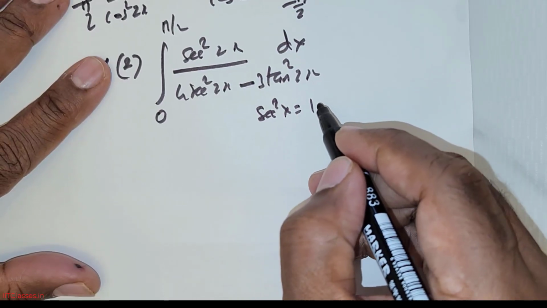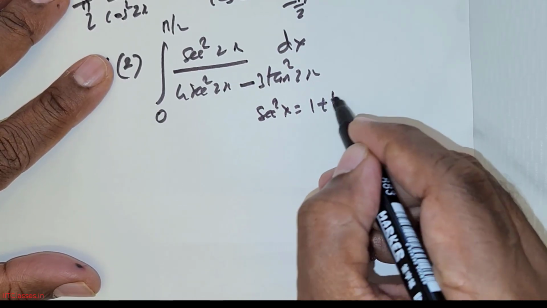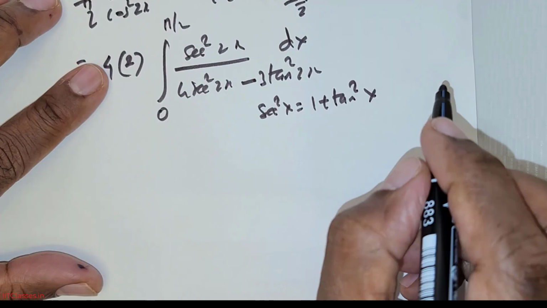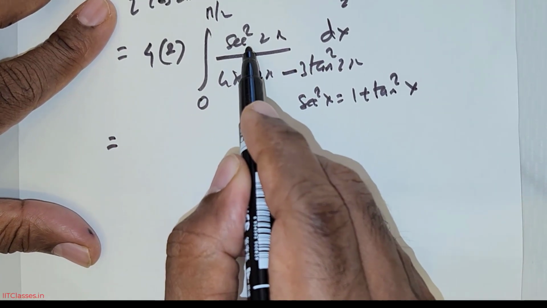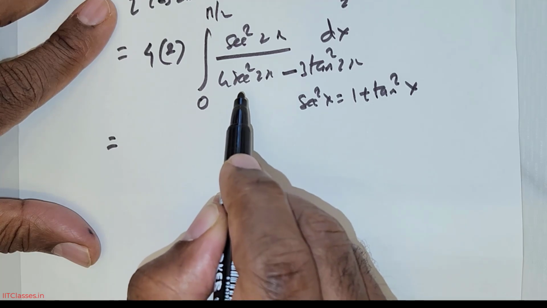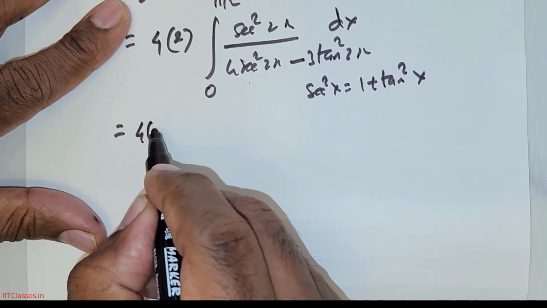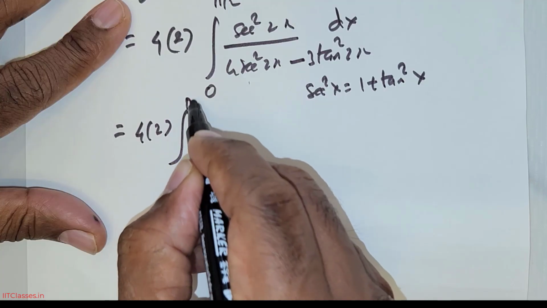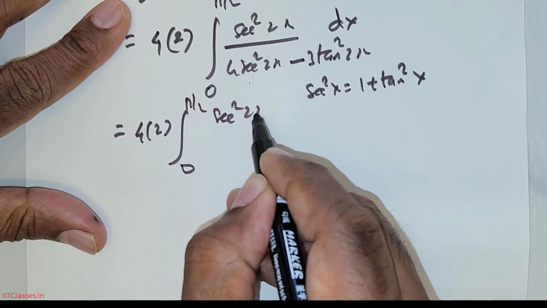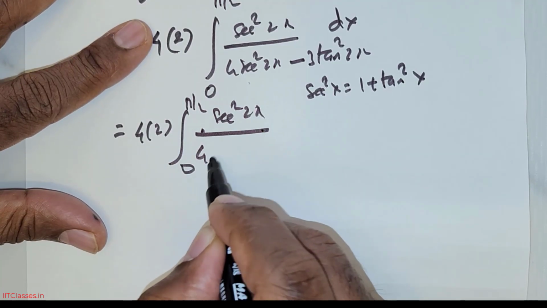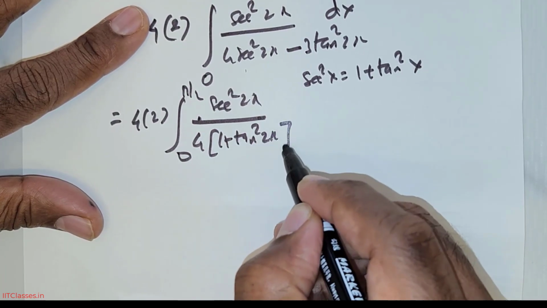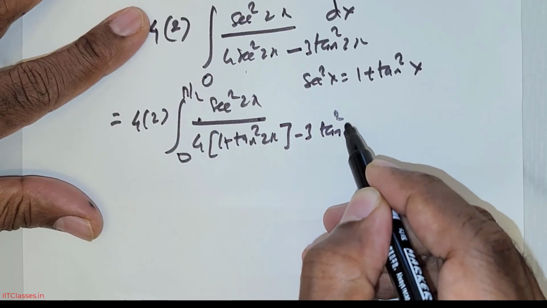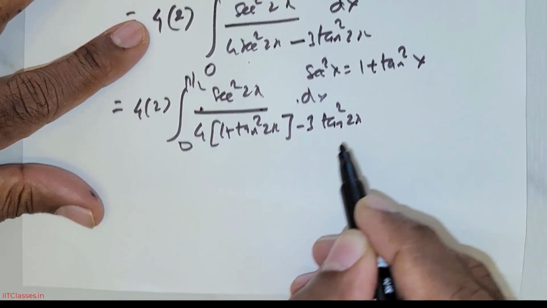Secant squared x is equal to 1 plus tan squared x, right? So I'm not going to touch this in the numerator, but I'm going to refine this in the denominator. So 4 times of 2 times integral 0 to pi over 2 secant squared 2x divided by 4 times of 1 plus tan squared 2x minus 3 times of tan squared 2x times the dx.